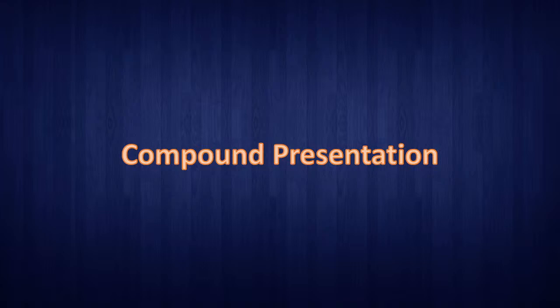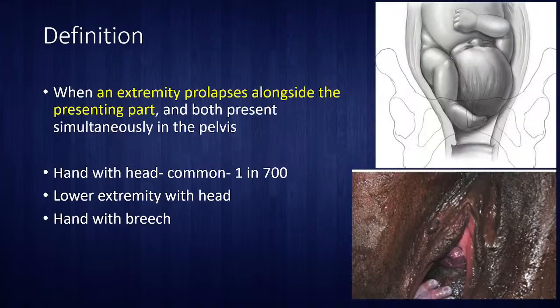So this one is a compound presentation. This is a combination of other presentations. Compound presentation means one presenting part together with another limb. It can be head with hand, breech with hand, or lower extremity leg with the head also. Many combinations can be there, but commonly head with hand comes out.